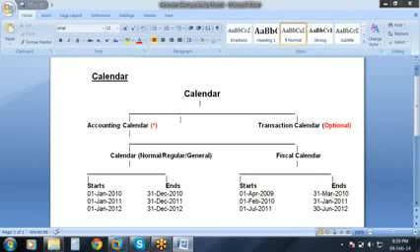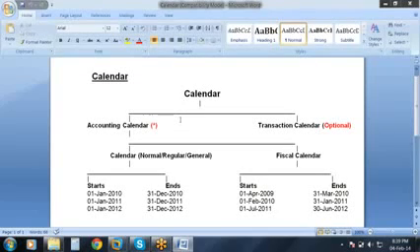So in Oracle, we have two types of calendar. One is accounting calendar, other one is transaction calendar. What do you mean by accounting calendar? Again, accounting calendar is classified into two. What is that? Calendar, and the other one is fiscal calendar.